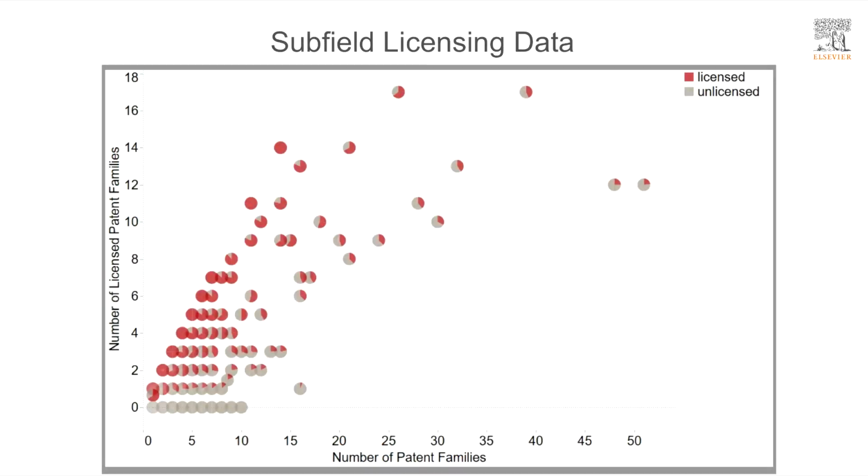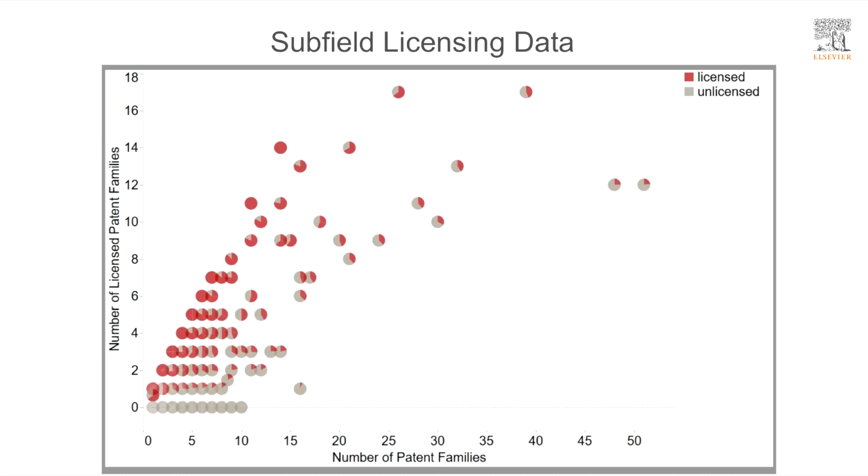With Cornell's help, we were also able to look at the licensing in these subfields. So this is the same group of subfields I just showed you. We've made the bubbles all the same size, and we've positioned them and color-coded them so that we can see the licensing percentages. So what you see in terms of the horizontal position of the subfield is how many patent families are in it, and the vertical position is how many of those patent families have been licensed.